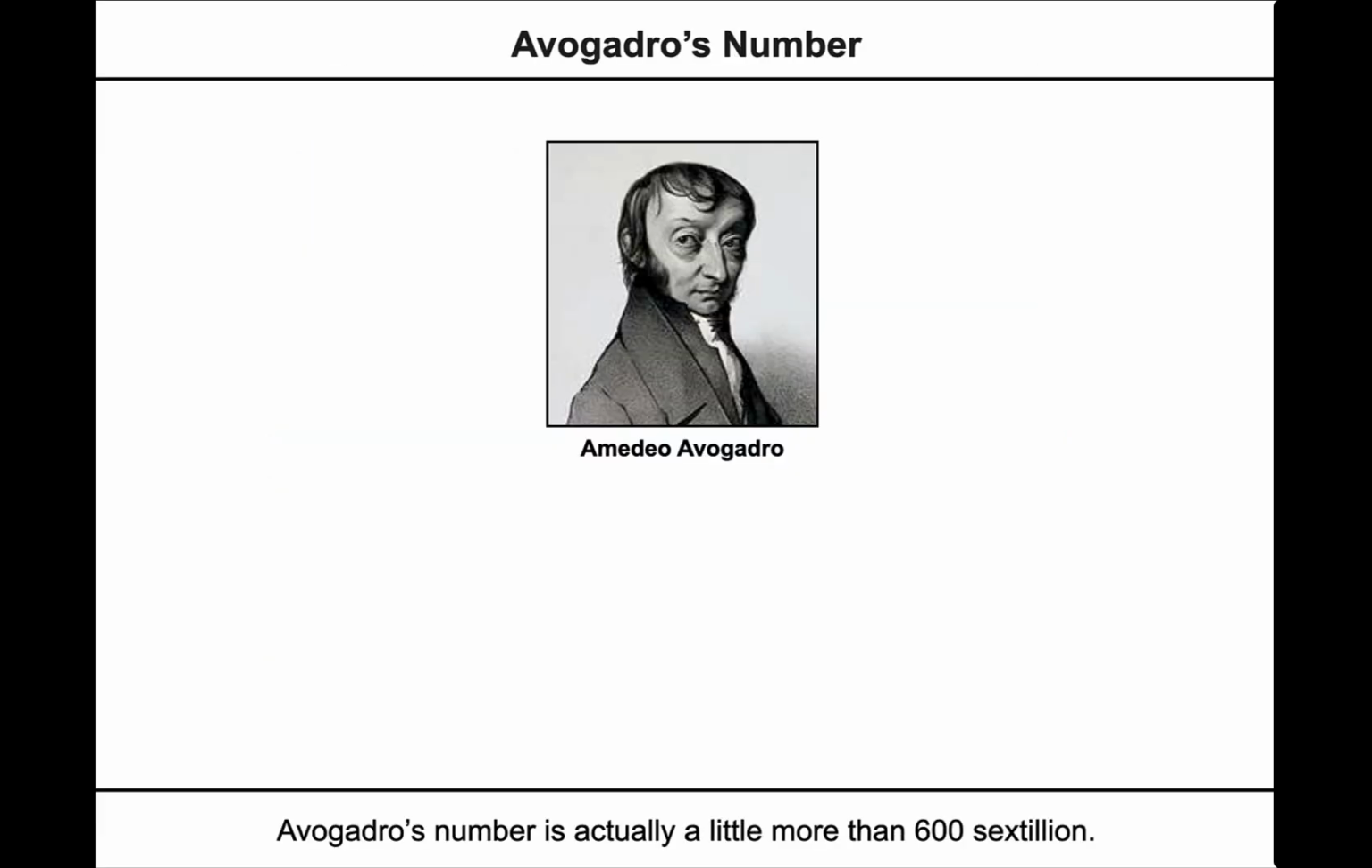So by now you've heard me say this number 600 sextillion many times. This is called the mole. It's also called Avogadro's number. It's the same thing. Here's our portrait of Amedeo Avogadro. That's his portrait right there.